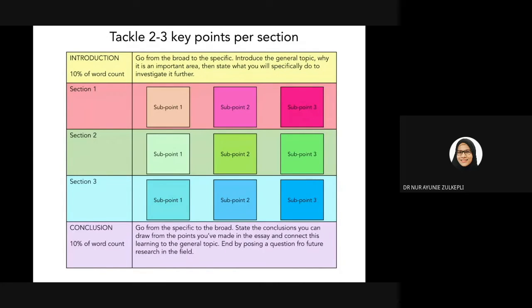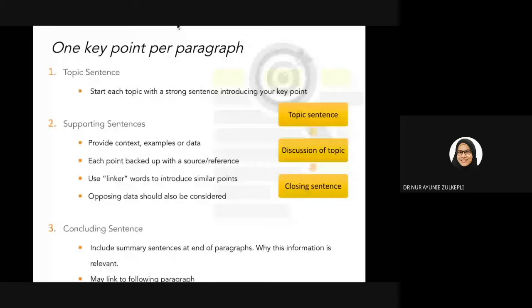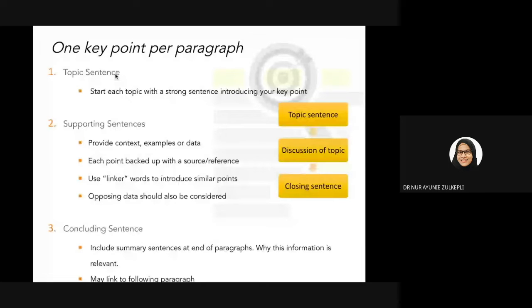Okay, what does it mean by one key point per paragraph? In order to construct a very good paragraph, you need to practice using these three points in your write-up. The first one, you need to have your topic sentence. You should start each paragraph with a strong sentence introducing your key point, and then you're going to have your supporting sentence.